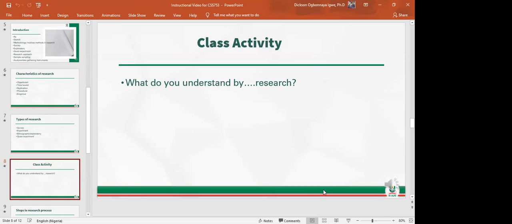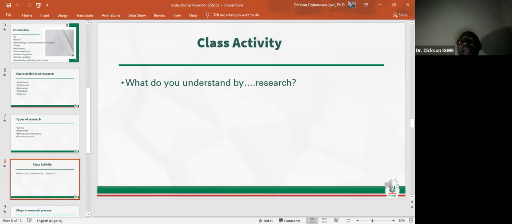So what I understand by research, first of all, it's two words, re and search, which means look at again. So with this now, I can say research is a systematic collection, analysis and interpretation of data to answer a certain question or to solve problems. That's good. I like that. That's interesting.